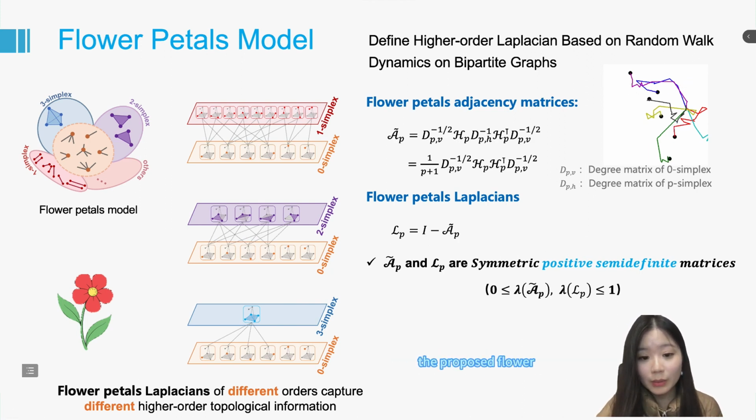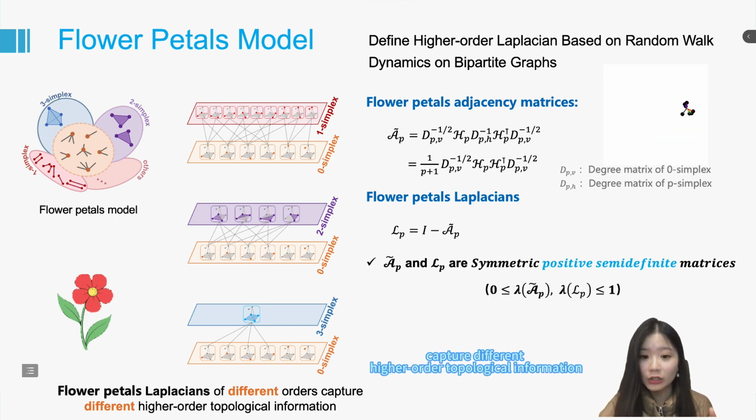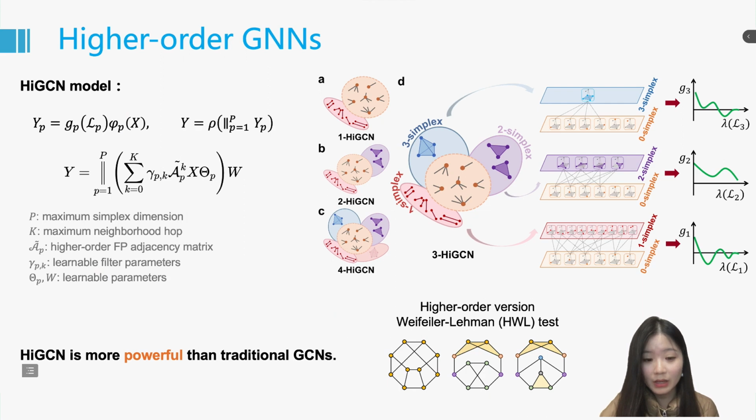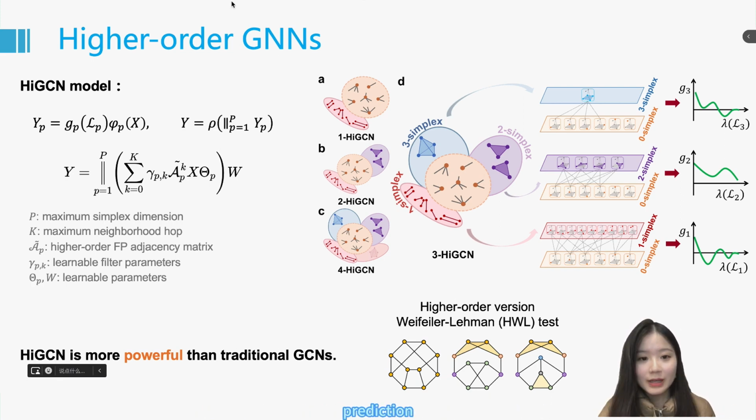The proposed flower-petals Laplacians of different orders capture different higher-order topological information. So we can apply different convolutional operators on each Laplacian domain to learn different patterns and integrate the learned embeddings to get a final prediction. So we propose our higher-order graph neural network, which is named HyGEN.